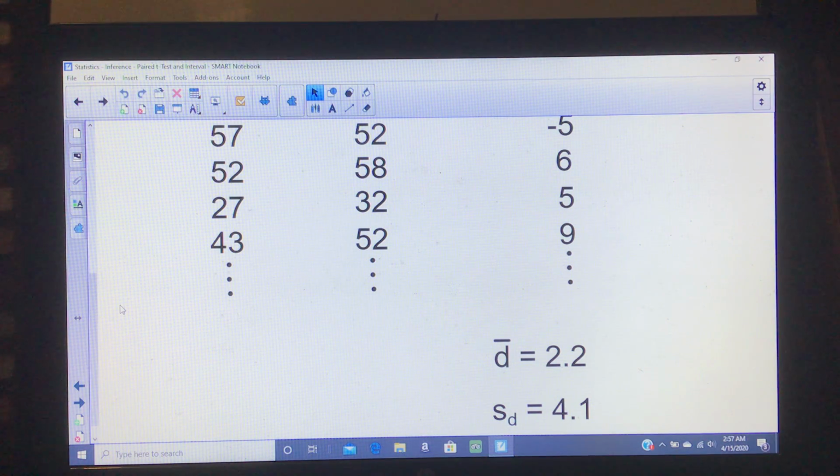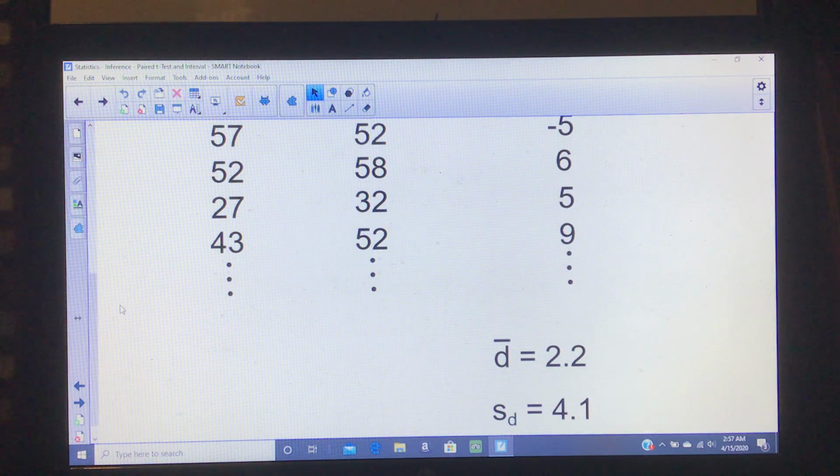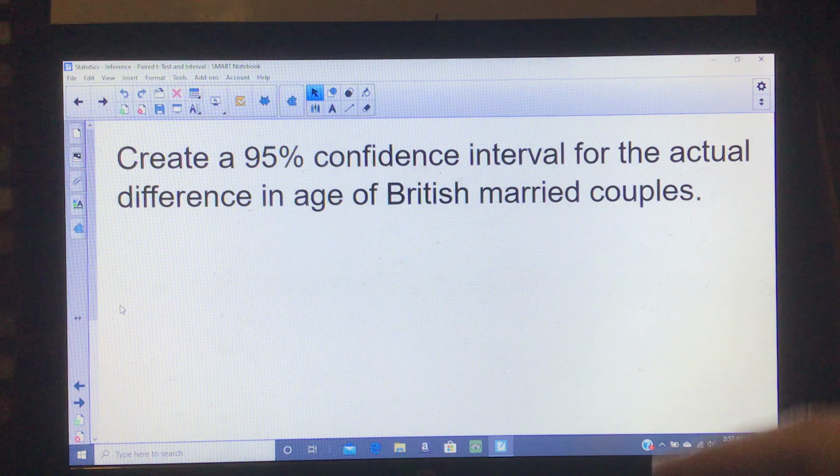All right, but we have a sample of 170 people. So we want to use this data to find out, if we kept taking samples of 170 people, what does that look like, and what does that mean for the entire population of British couples? So I'm going to show you how to create a 95% confidence interval for the actual difference in the age of British married couples. We know our sample has a difference of 2.2, where the husband's older than the wife.